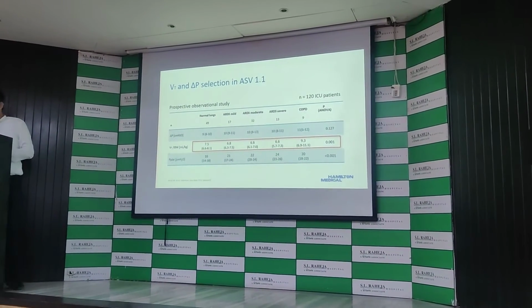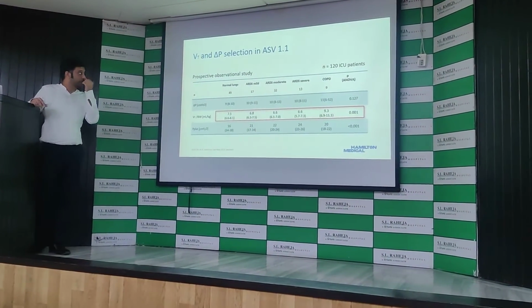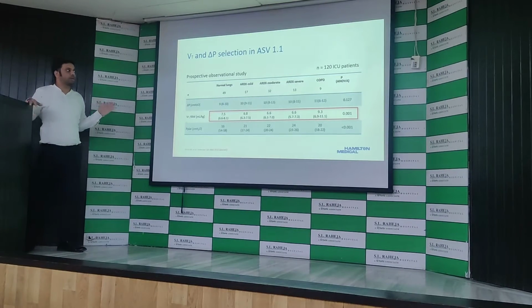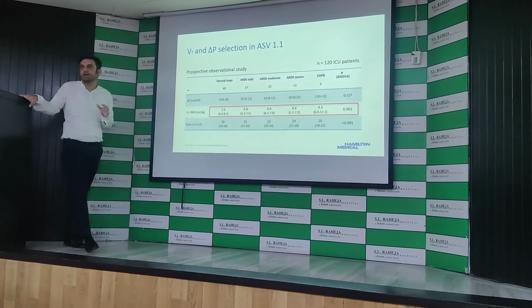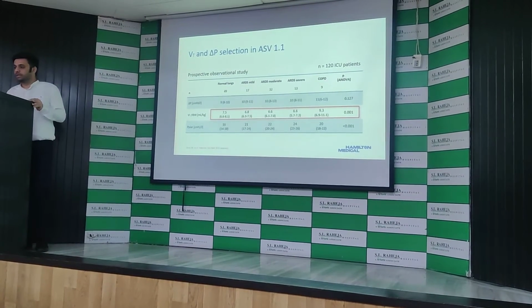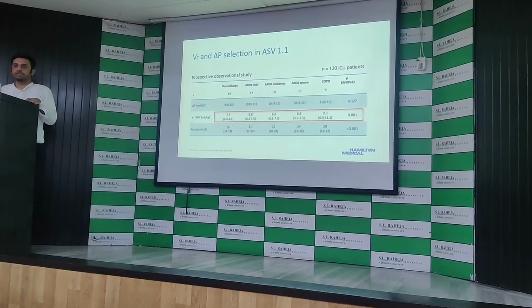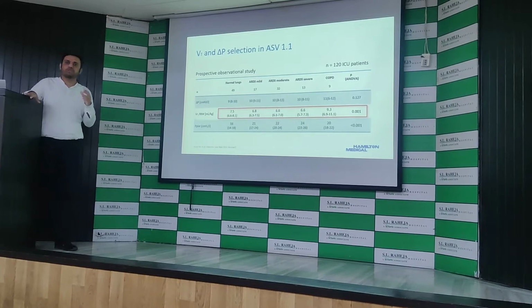So this was the observational study. It was a study done in terms of the volume and the change in the pressure, where we took normal lung, ARDS lung, moderate ARDS lung, severe lung, and COPD lung. So there were around 120 patients taken. So exactly when mechanical ventilation is applied, we know that it is associated with lung injuries because of the stress and strain.